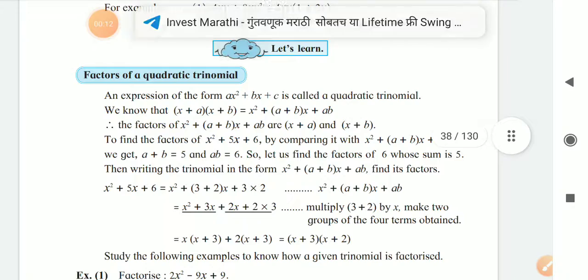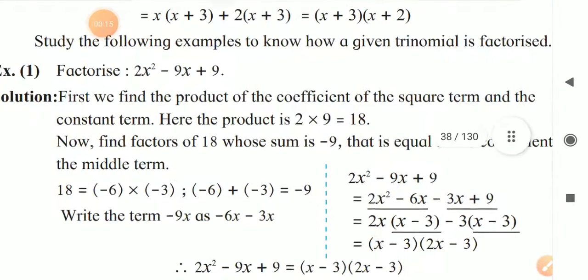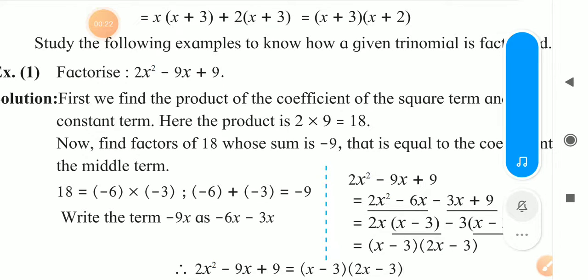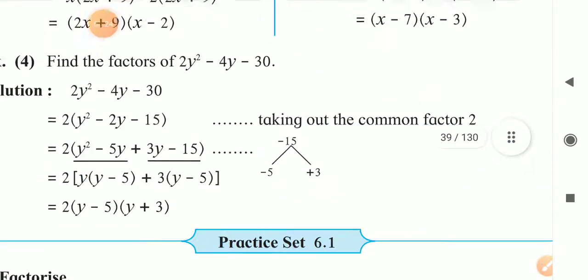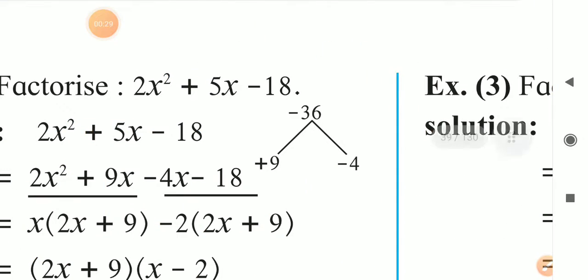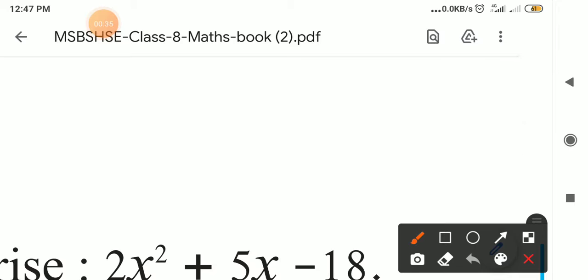Under this, today we will see the factorization I told you, that is 2x square minus 9x plus 9. This factorization I showed you before the unit test, and now we will see the next factorization, that is the factorization of 2x square plus 5x minus 18. So here I will write 2x square plus 5x and minus 18.